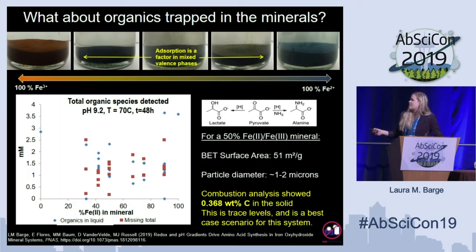And then we also looked at the organics that have gone into the minerals themselves. Generally speaking, in these experiments, we see about half the organics go into the mineral, and they can't come out, and they're basically absorbed in there. So we did combustion experiments on these minerals, and we found about 0.4 weight% carbon. If you look at what was initially in the experiment, that's about what you would expect. It's a best case scenario, but that's trace levels. So analyzing organics in a mineral sample like this would be pretty challenging. But you can think about what organics are in the sample versus in the liquid phase and what species those might be in.